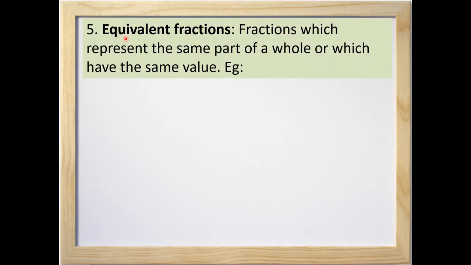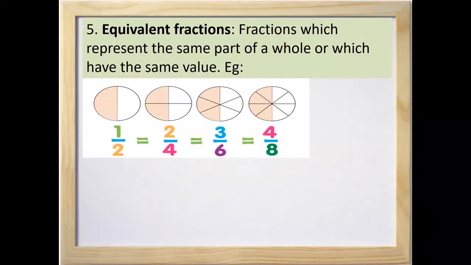The next type of fractions are equivalent fractions. What are equivalent fractions? Fractions which represent the same part of a whole or which have the same value. Example. Here you can see 1 by 2 is represented by this diagram where this whole part is divided into 2 equal parts. So the shaded part is represented by 1 by 2.